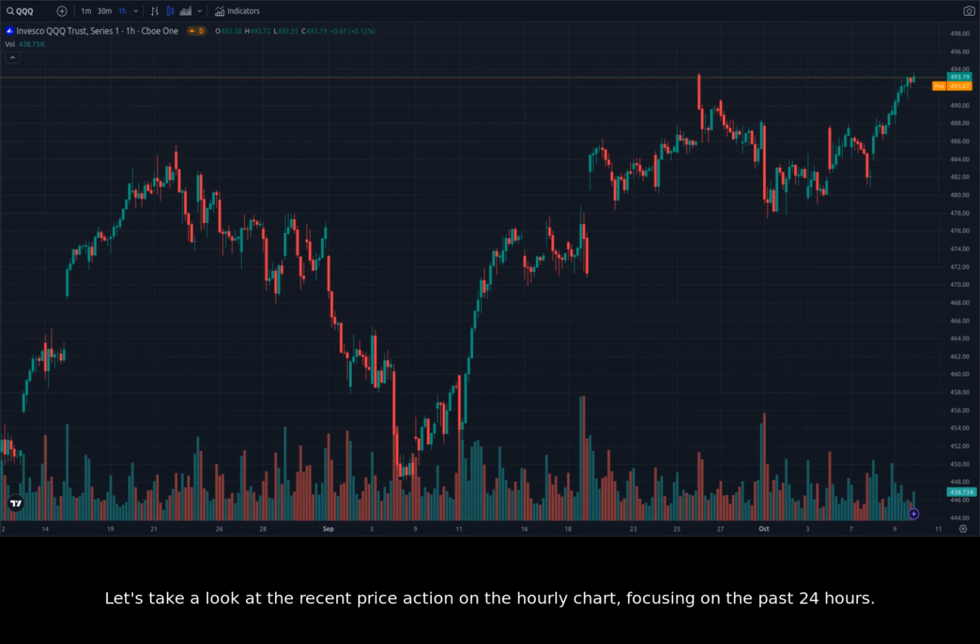Let's take a look at the recent price action on the hourly chart, focusing on the past 24 hours. We can see a series of doji candles, which suggest indecision among traders. This indecision could be a sign of a potential breakout or breakdown. However, we need to watch the price action closely to see which way the market will eventually move.